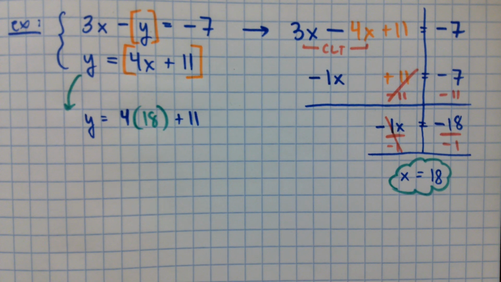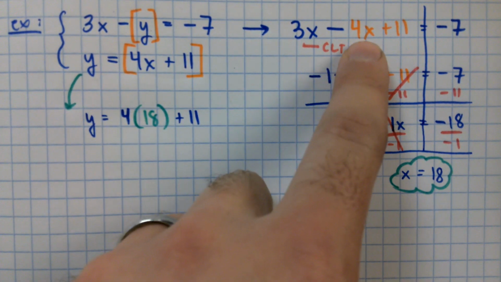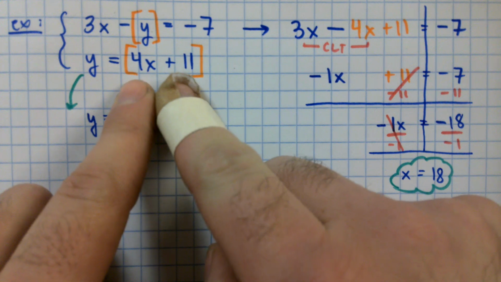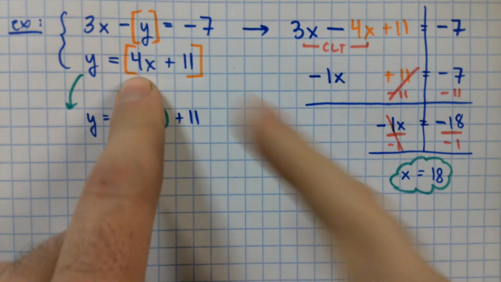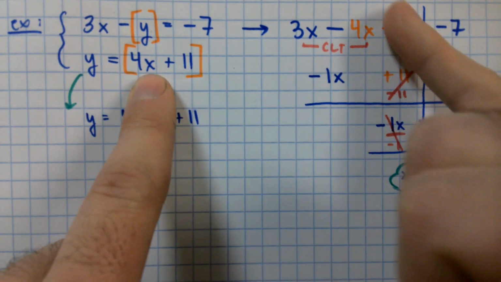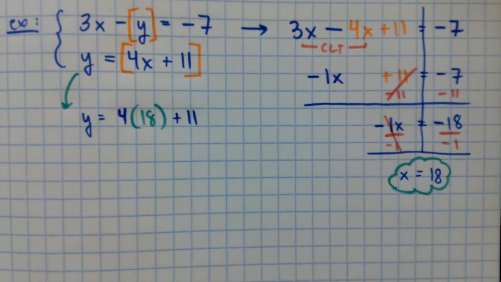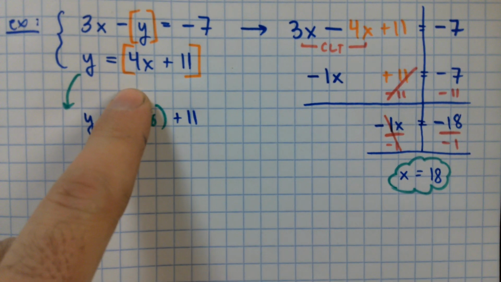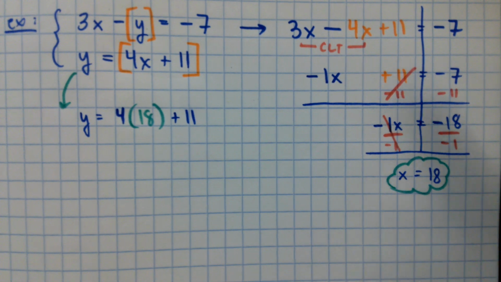But where did the negative 4 come from? It's 4. Oh, right here? 3x minus 4x right there. No. So this orange expression right here? Oh. Yeah. We took the second equation, this 4x plus 11, and we threw it in there for that one. Okay, I think we did make a mistake.